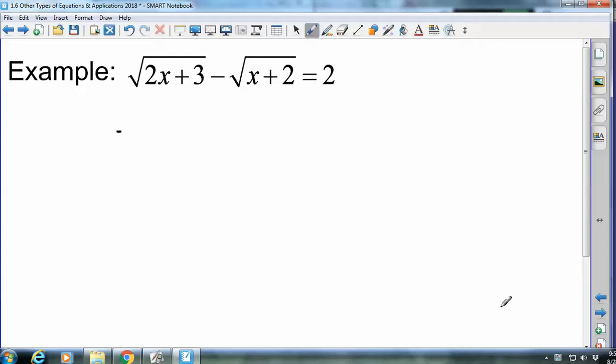So yesterday for the radical problems, I told you that the first step was what? Isolate the radical. So we are going to get rid of one of these at a time. So I have to isolate one of them. So let's say I just pick the first one. I'm going to get it by itself. How would I move this radical to the other side? Add it over. Okay.